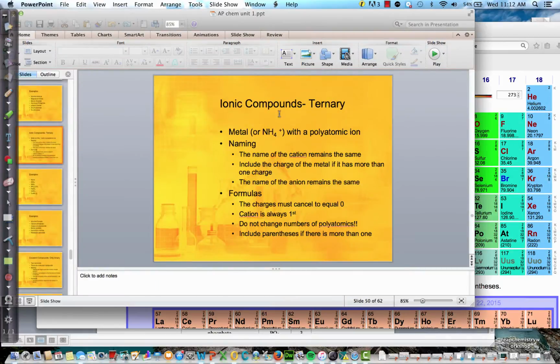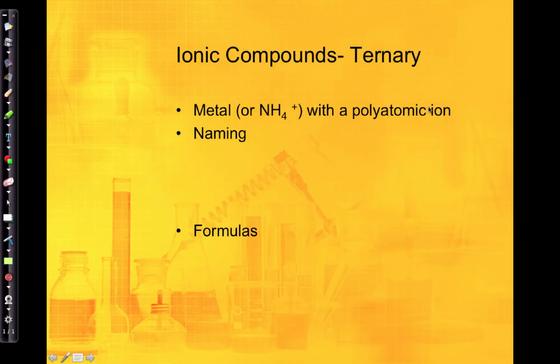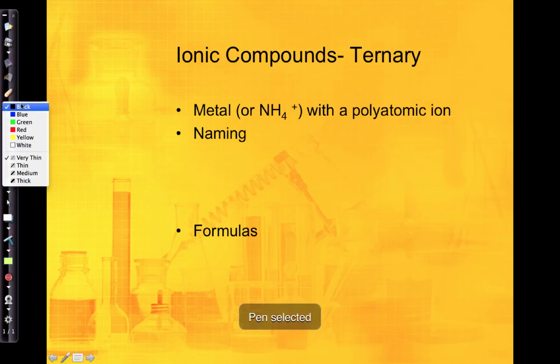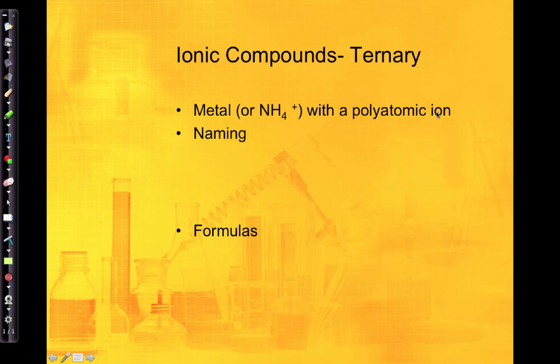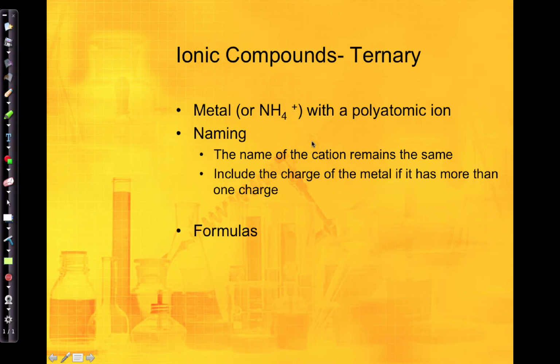All right, so let's go ahead and go over how to write names and formulas. When you're dealing with ionic compounds, remember it's a metal and a non-metal. When you have polyatomics, it's an ionic compound. So if you see a polyatomic or if you see an H4, it's a polyatomic. When you name it, the cation remains the same, so the positive one is always the same. So metal or ammonium remains the same, don't change it.